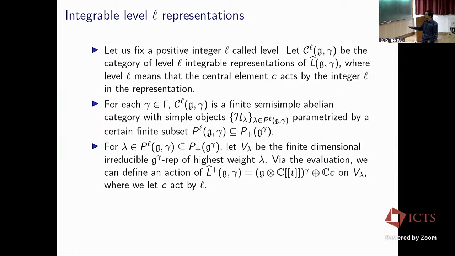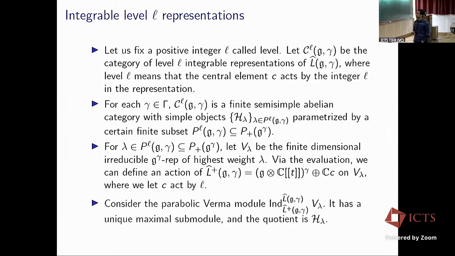So this part acts on this by a finite dimensional representation to begin with, and the central part acts by L. So we define an action of this, and then we can take the parabolic Verma module, which we induce from this subalgebra to the whole algebra. This has a unique maximal subquotient, and this I denote by H lambda. This is how you construct all the simple level L integrable modules for the twisted affine Kac-Moody algebra.